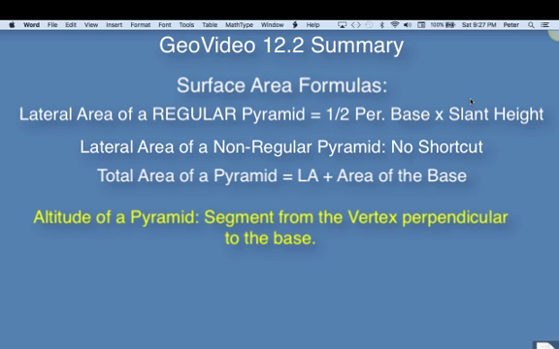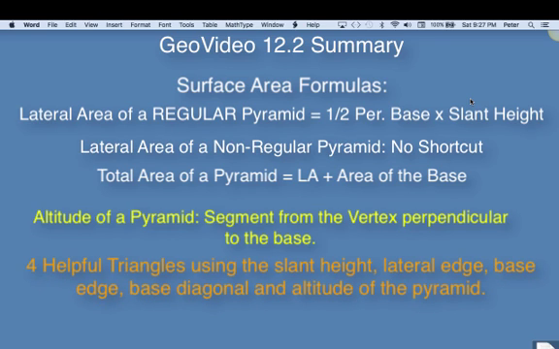The altitude is the segment running from the vertex to the base, and it meets the base at 90 degrees. In a regular pyramid, that meeting point, or the foot of the altitude, will be the center of the regular base. Lastly, we looked at 4 helpful triangles that you'll have to be familiar with and have to use as you solve problems, which will be covered here for you in the tutorials.